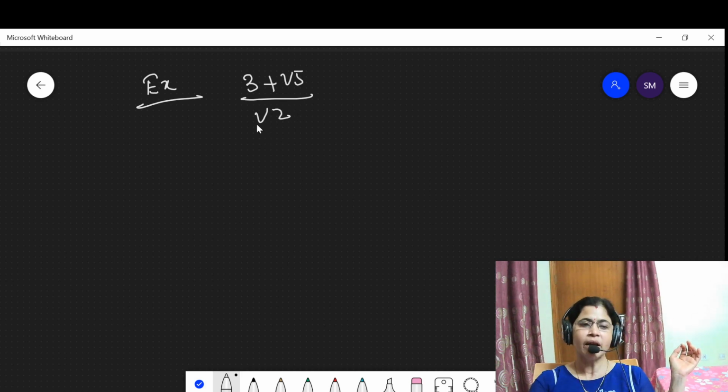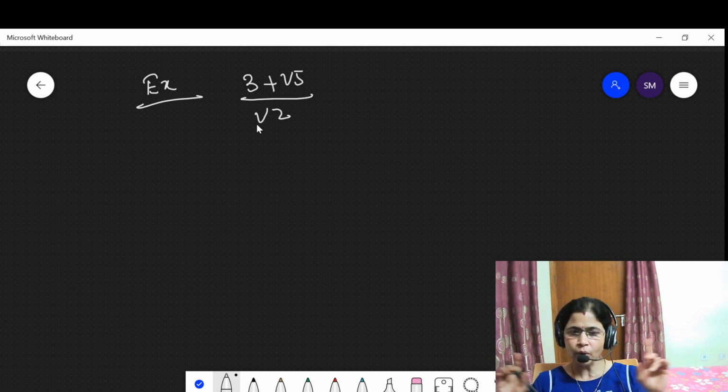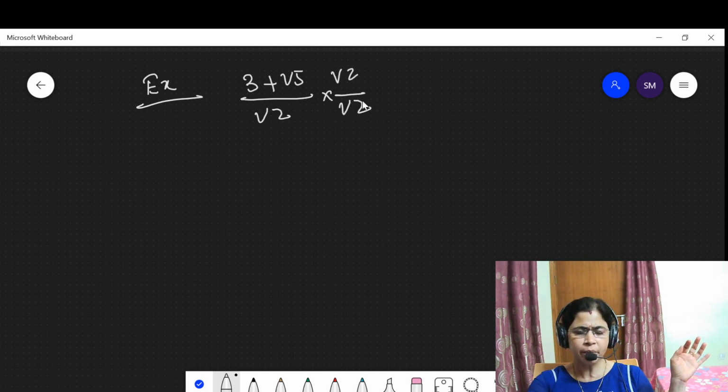Is root 2 a rational number? No, root 2 is an irrational number. Here you have to rationalize the denominator, which means you have to find a rational denominator without changing its value. Then how can you get a rational denominator? Simply multiply root 2 in the numerator and denominator.